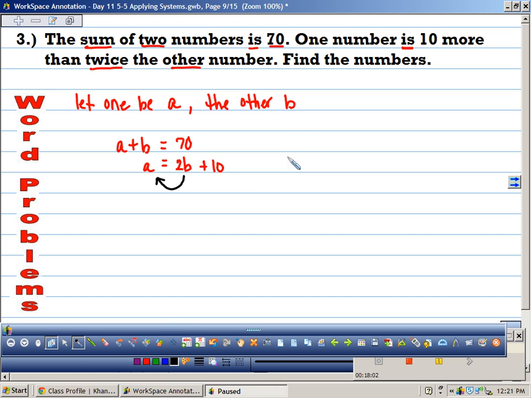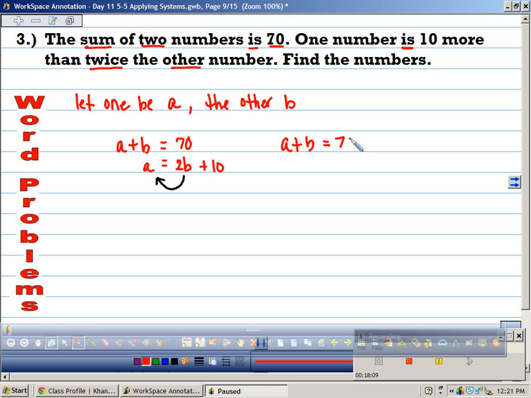I'm going to rewrite this as A plus B equals 70, and A minus 2B, right? If we put it on the opposite side, it's going to have the opposite sign. So A minus 2B equals 10. Can we eliminate yet? No, we don't have anything that has opposite coefficients, right?